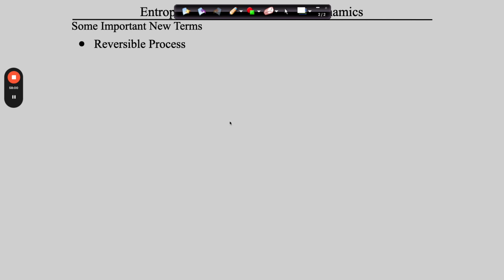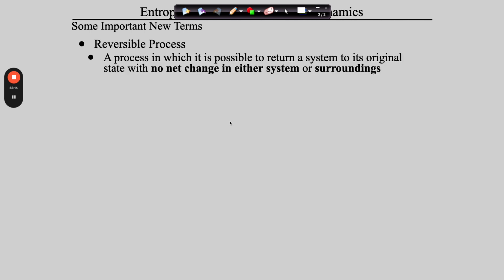So guys, when we think about a process that is reversible, what does that mean if you just had to read the words and guess? Goes both directions. Sound familiar? Equilibrium. So guys, a reversible process is a process in which it is possible for the system to go back to its original state with no net change in the system or the surroundings.